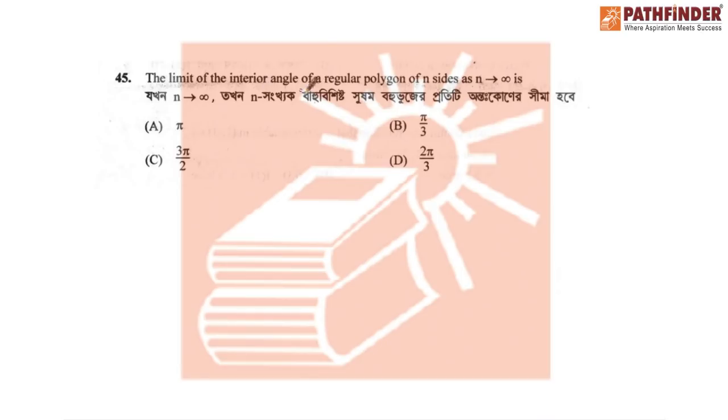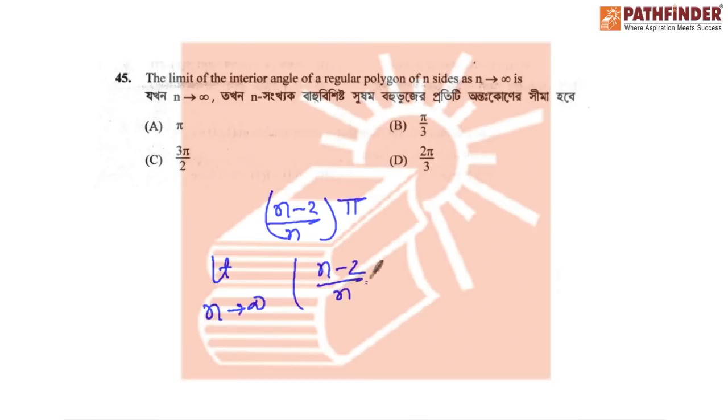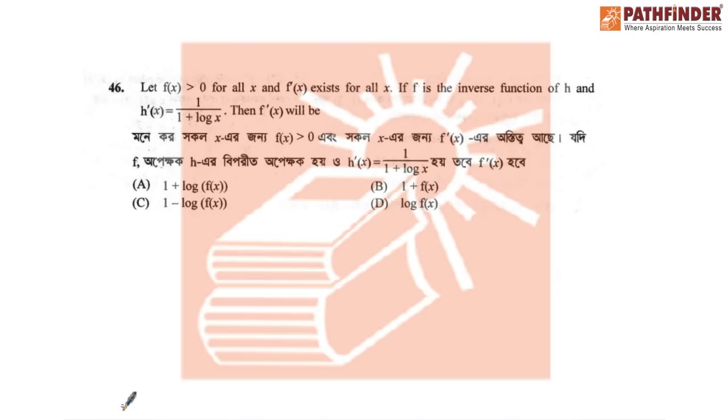The limit of the interior angle of a regular polygon of n sides as n tends to infinity is. So the internal angle formula we know, (n - 2)/n times pi. So when the limit n tends to infinity, (n - 2)/n times pi will come out as pi. Actually, as n tends to infinity, it will become a polygon of infinite sides, meaning a circle. So the answer is pi, option A. Next is 46.